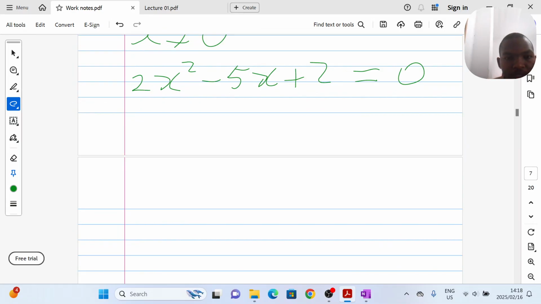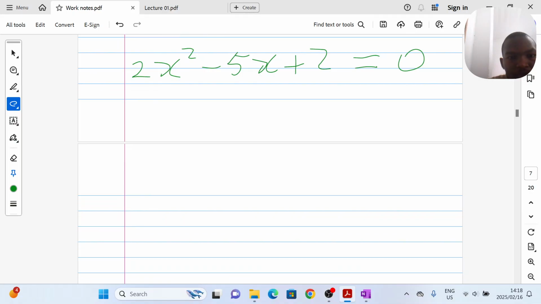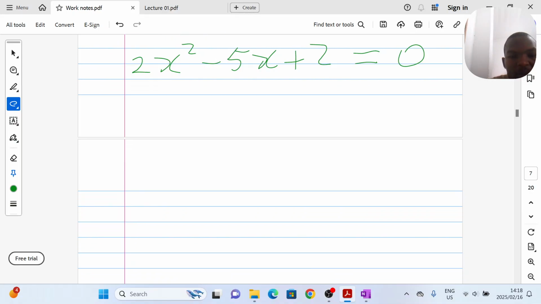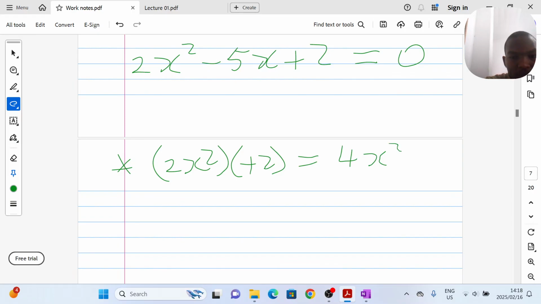Now, how do we solve this? We solve it by factorizing. We have to factorize that, or we use the quadratic formula here. Because we're not going to be using a calculator, we might make mistakes here and there, but let's just try and factorize this. How do we factorize this? It's very simple. The first thing is you take the first term, which is 2x squared, and you multiply by plus 2. So you're going to get 4x squared.